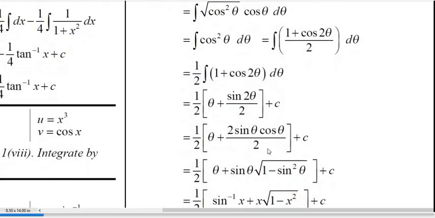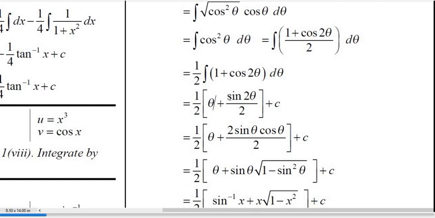Next, taking 1 by 2 constant outside the integral, then 1 plus cos 2 theta. Now integrate this 1 and cos 2 theta. Integration of 1 is theta, plus integration of cos 2 theta is sin 2 theta divided by 2, plus constant of integration.